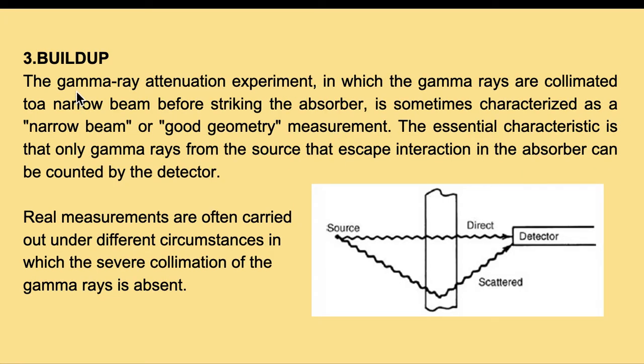And another term, build-up. The gamma ray build-up means actually you are increasing or adding. That is the meaning of that term. The gamma ray attenuation experiment in which the gamma rays are collimated to a narrow beam before striking the absorber is sometimes characterized as a narrow beam or good geometry measurement. The essential characteristic is that only gamma rays from the source that escape interaction in the absorber can be counted by the detector.